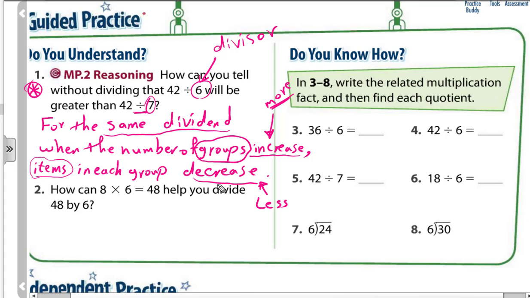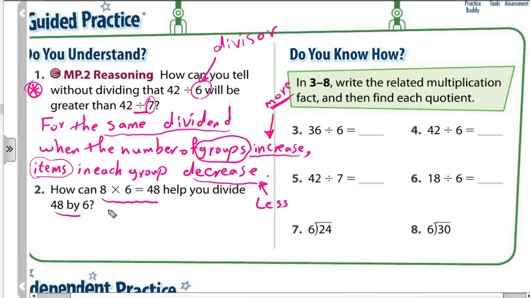Okay, my heroes. Now to the next question, and this one we solved one like it before. How can this fact help to divide 48 by 6? Please mute your mic, Abdullah. We answered one like this before. Okay, can anyone help? If you can tell me how we answered this before.